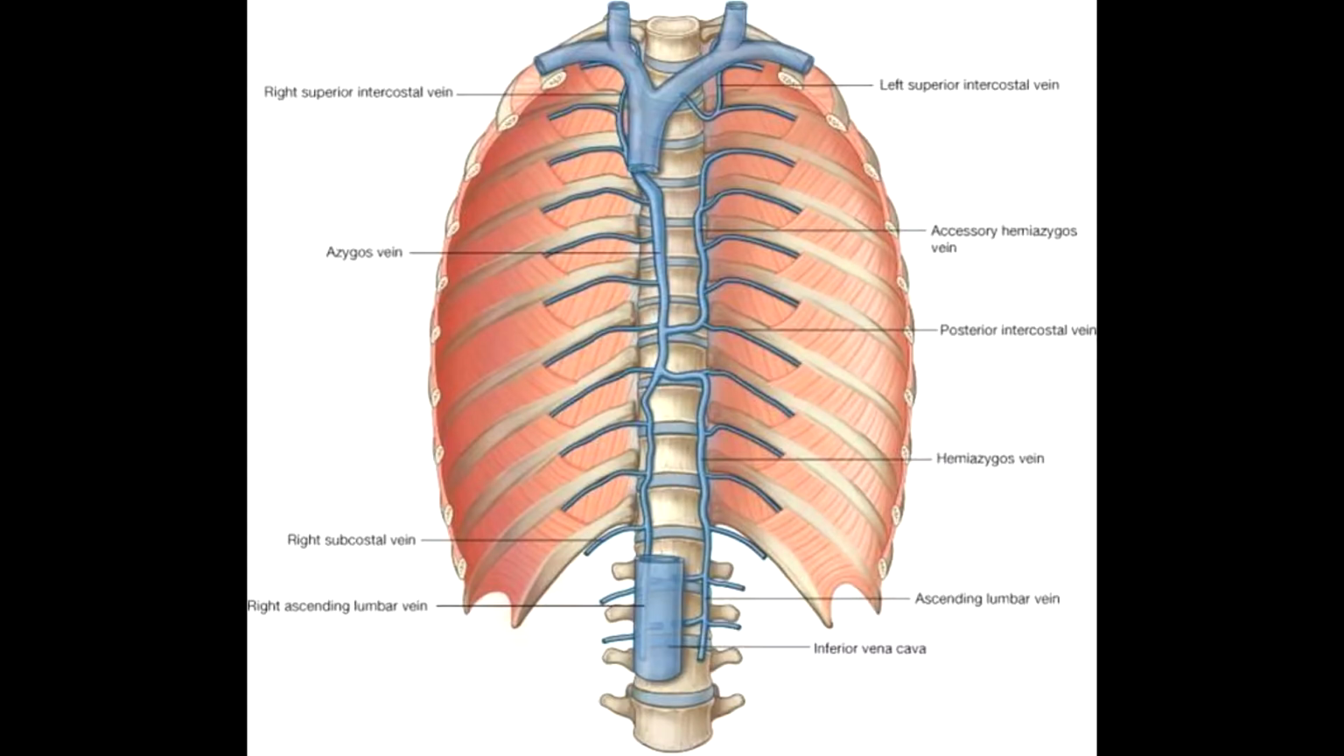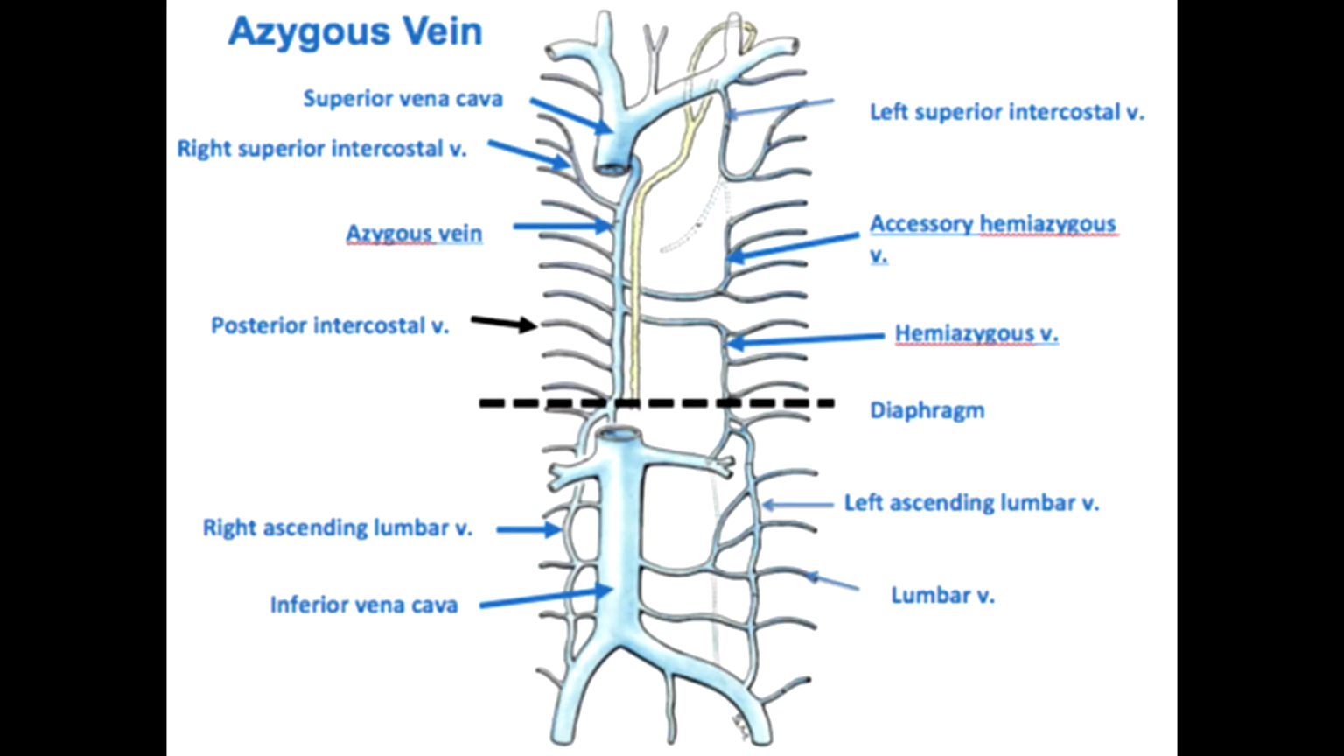The azygos system is a group of veins which serve to drain blood from the walls and organs of the thoracic cavity. It is comprised of the azygos vein, hemiazygos vein, accessory hemiazygos vein, and their tributaries. The azygos vein begins as a continuation of the right ascending lumbar vein at about the level of the right kidney, and it courses up through the diaphragm, draining the intercostal veins on the right side. It terminates by emptying into the superior vena cava.